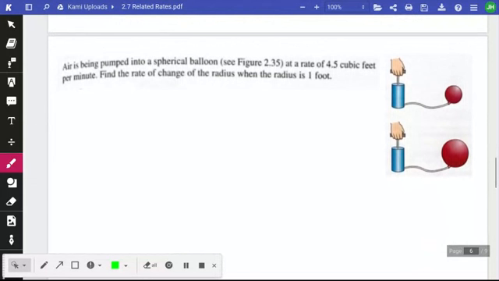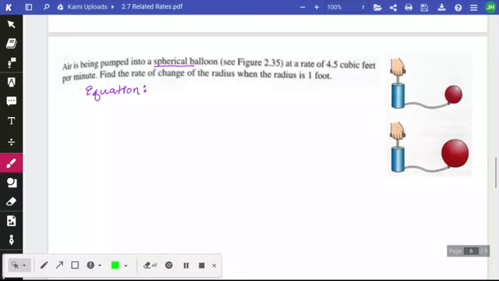Okay, so air is being pumped into a spherical balloon. That shape potentially could tie into an equation we might use, at a rate of 4.5 cubic feet per minute. Find the rate of change for the radius when the radius is 1 foot. So let's look at an equation. I make a habit of writing down information here.